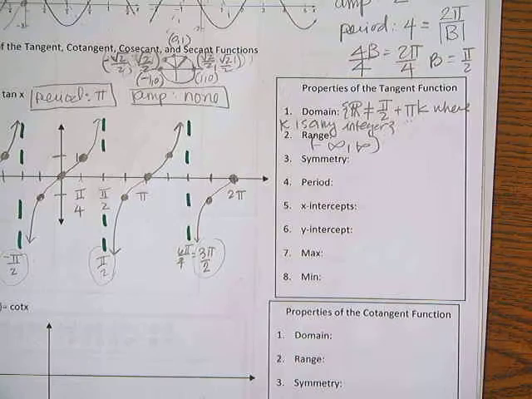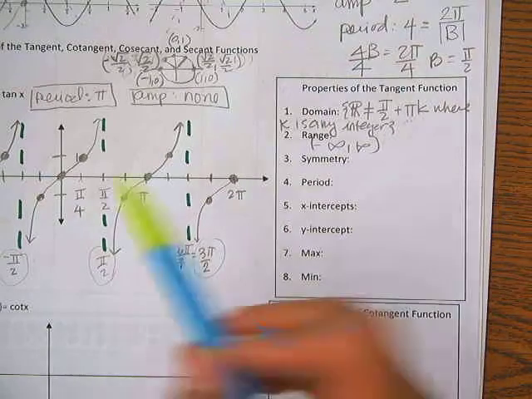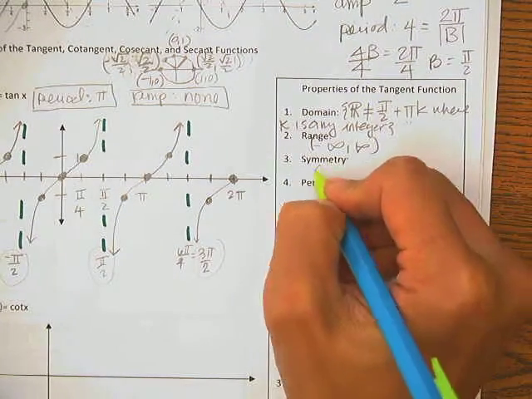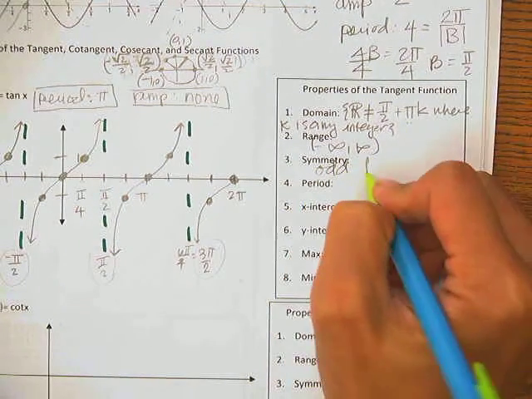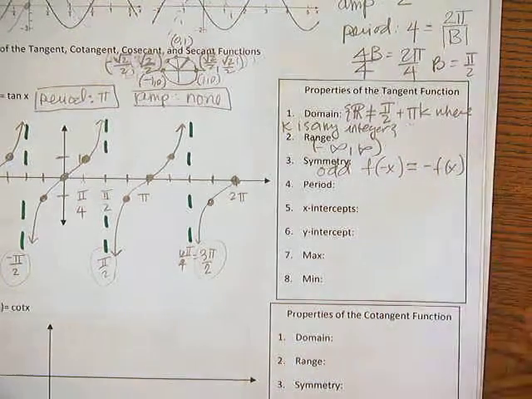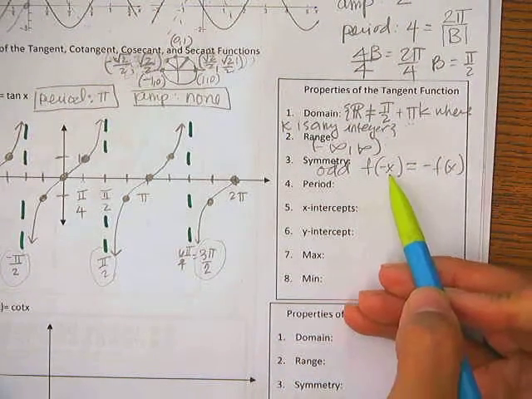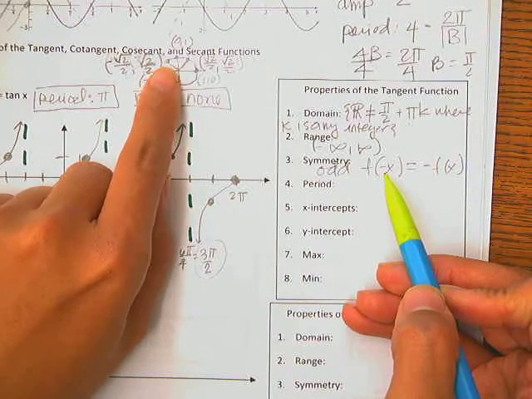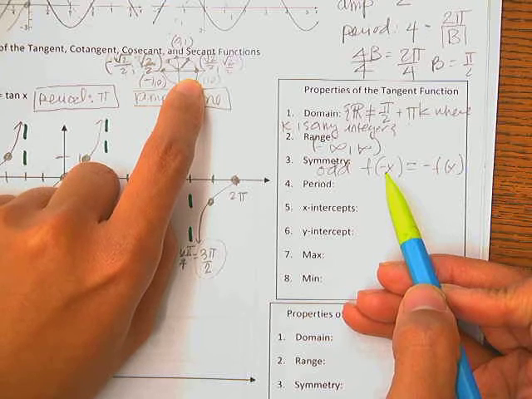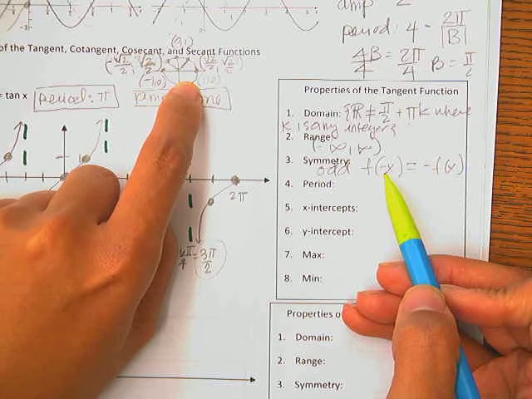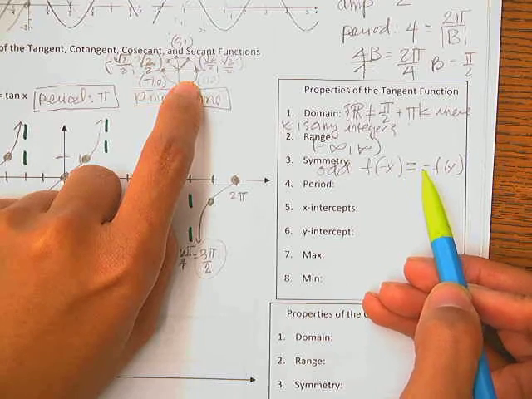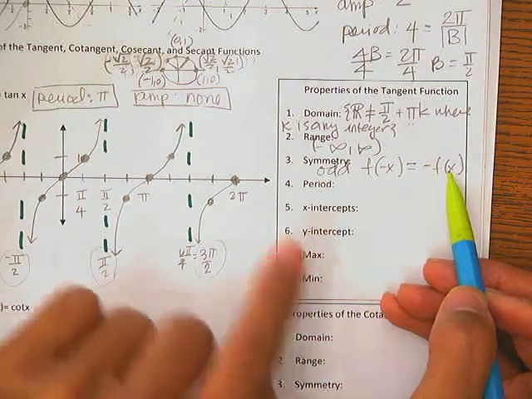Symmetry, is it odd or is it even? From the way that this is, it's reflected over the origin. So this is odd. Remember the odd function? F of negative x equals negative f of x. So what this means is that tangent of a negative 45 degrees, which is down here, which is going to be negative 1, is the same as negative 1 times tangent of a positive 45.